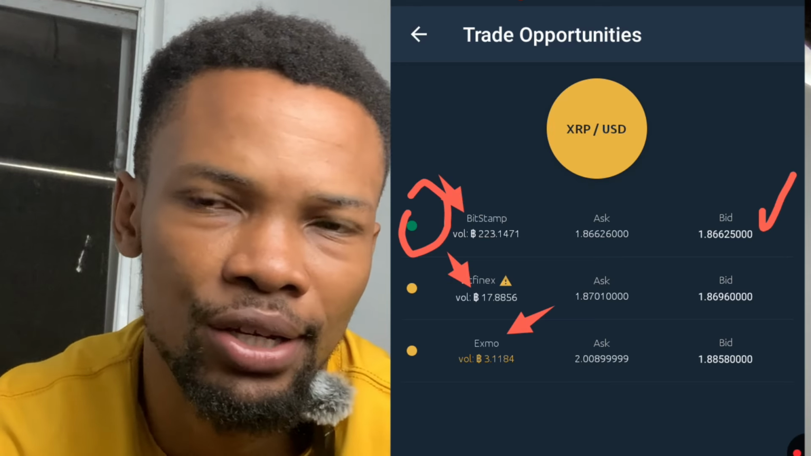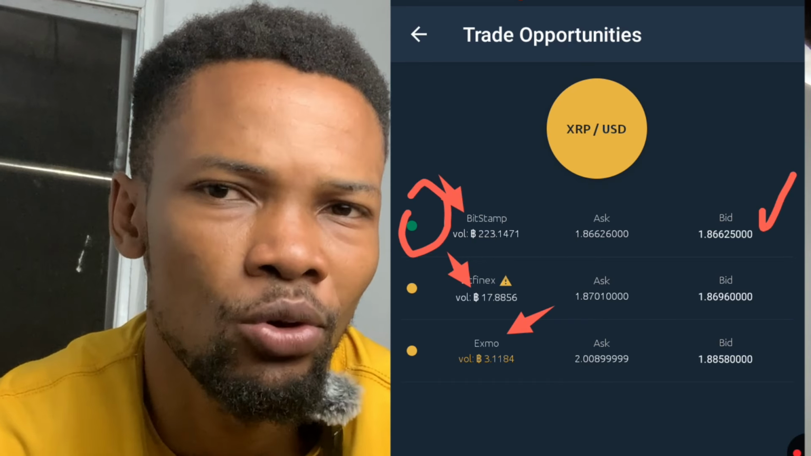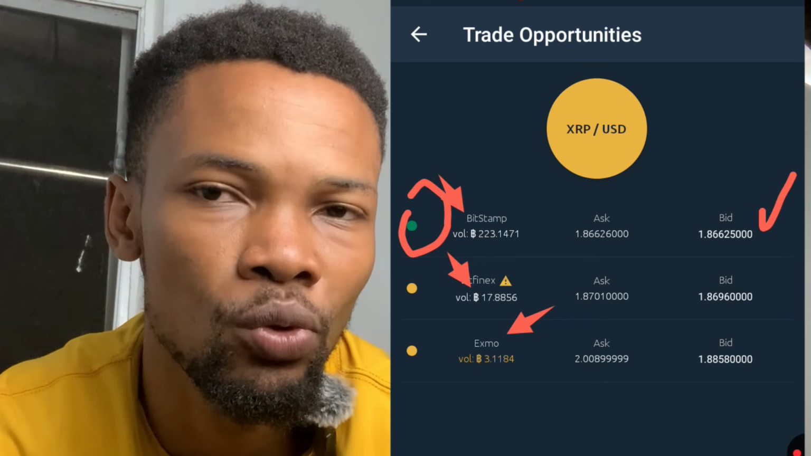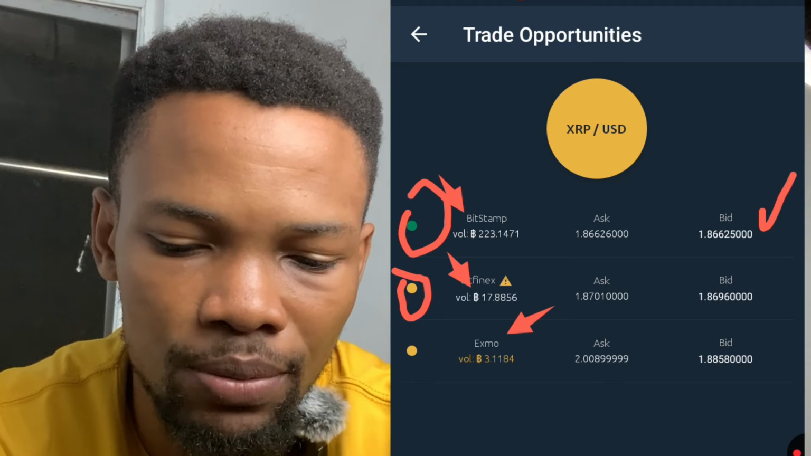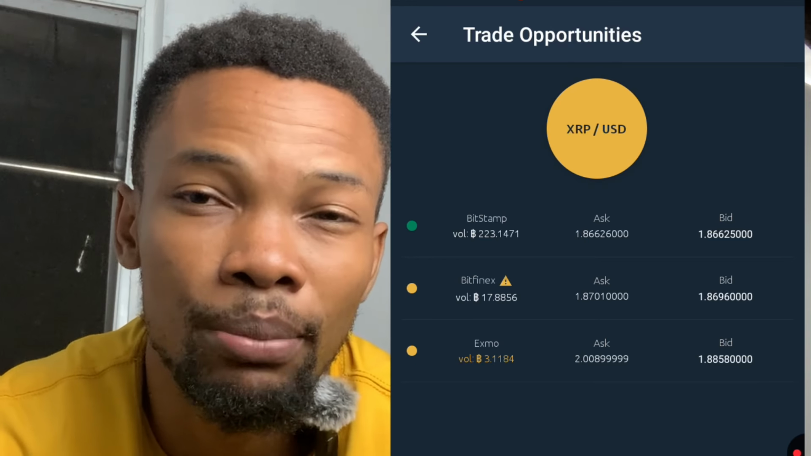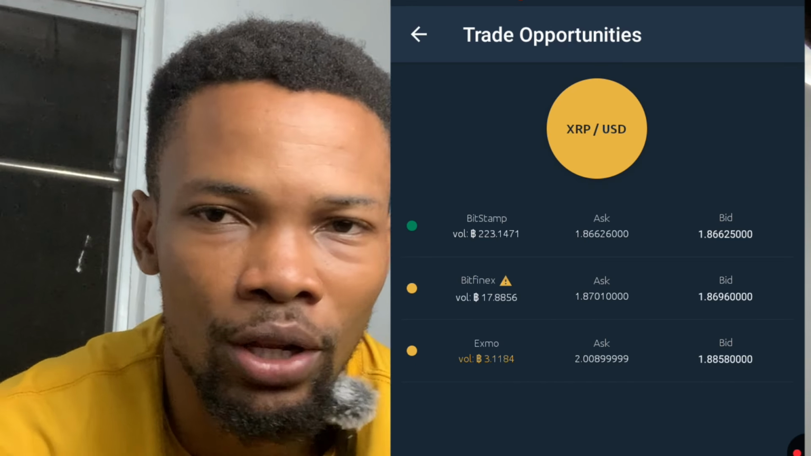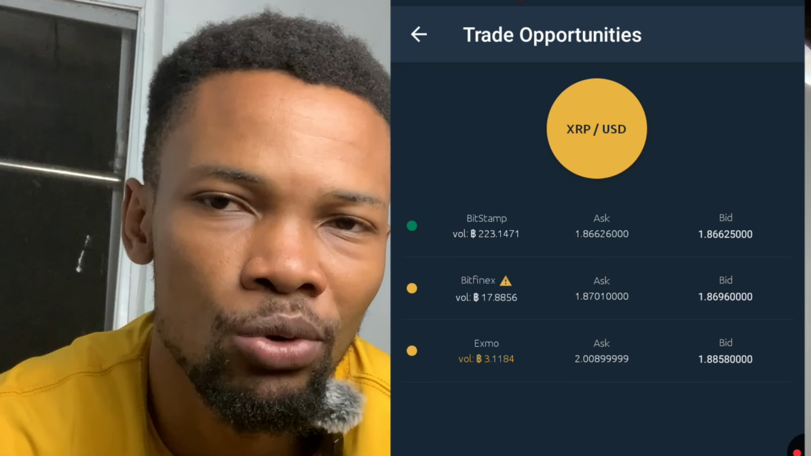But then on the other exchange where you are supposed to compare the price, are you going to be able to sell, or will you be able to withdraw? That is where the problem is, because the Bitfinex and Exmo is showing yellow, and it can be really difficult. And it's very interesting that you're learning about this before you even go to use the app.